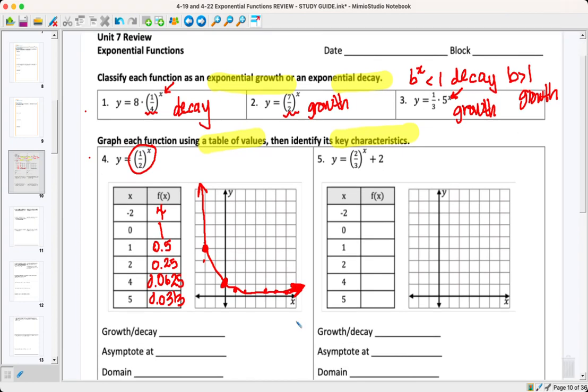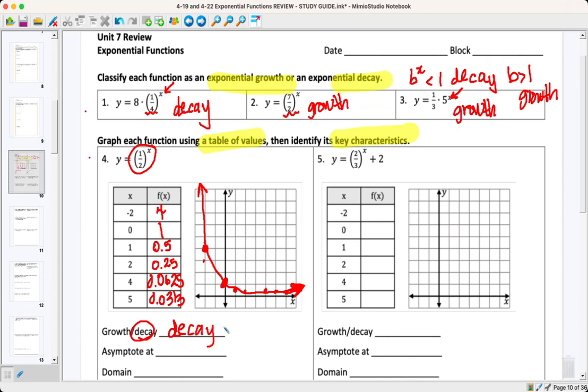All right, so now I'm going to answer the questions pertaining to growth and decay. Well, for one, the value of your b is less than 1. But you can also look at the graph. The graph is declining. It's falling from left to right. So you know that that would have to be decay. Even if you didn't look at your value of b, the graph tells you that.